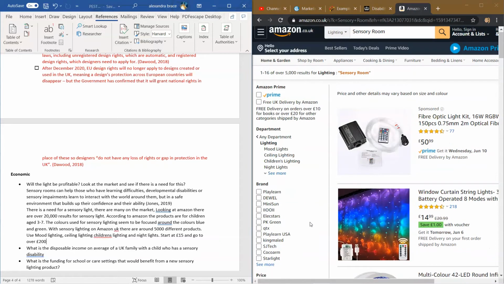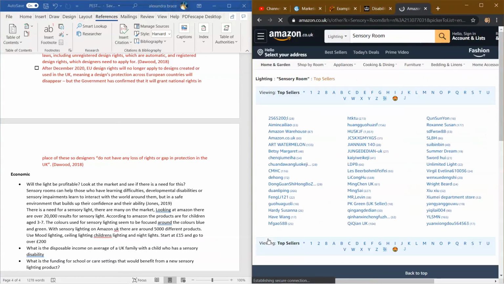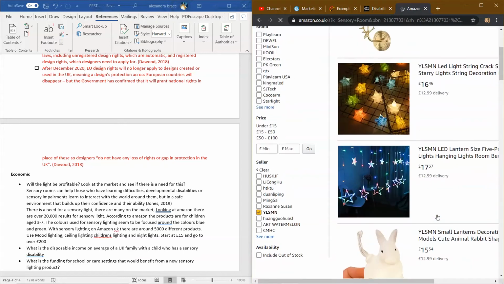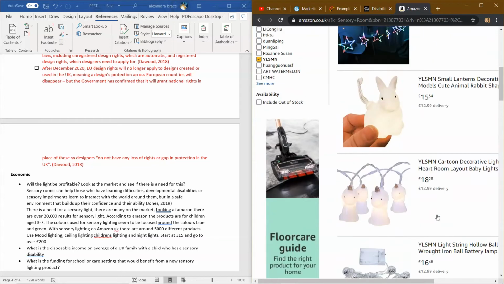Now I might want to see if there's any brands that I want to look at. So these are the brands, and I might want to focus on the ones which have got quite a lot of them. So this one here, 165 different ones, and see if anything is suitable.